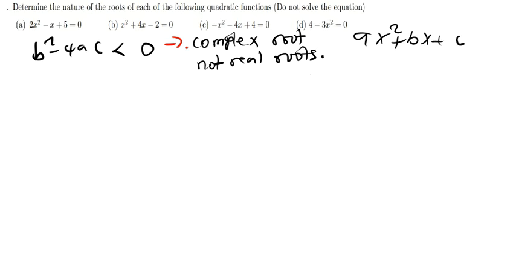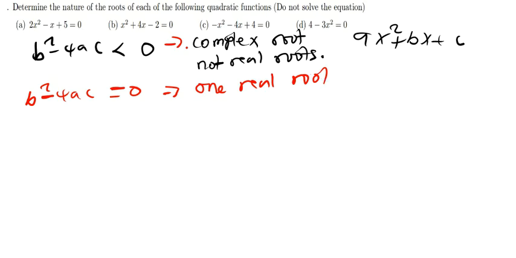Now if you discover that b squared minus 4ac is giving you 0, you plug in the values and you are getting the answer as 0, in that case, you have got only one real root. That's what you need to know. Then if b squared minus 4ac is greater than 0, you have got 2 real and distinct roots.